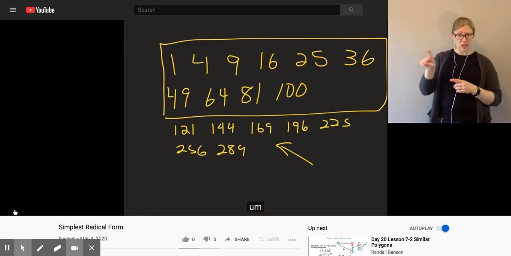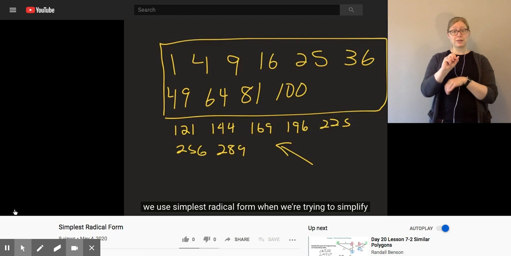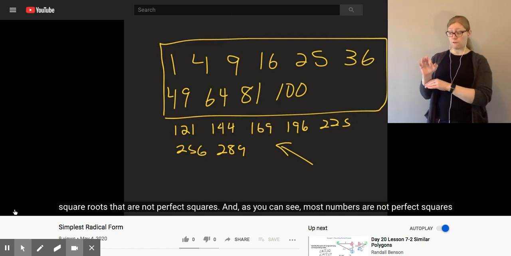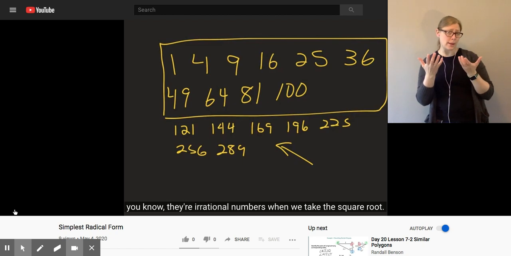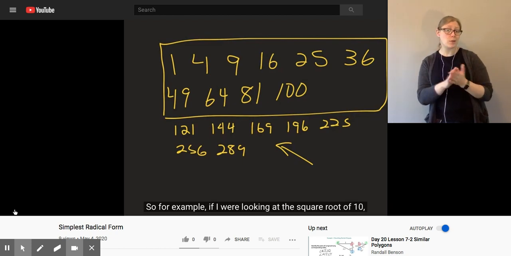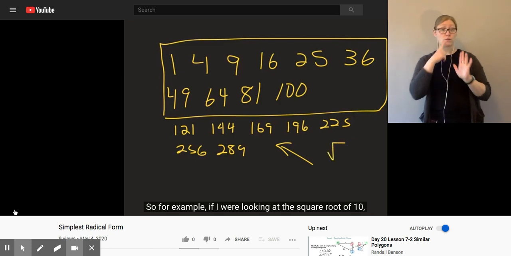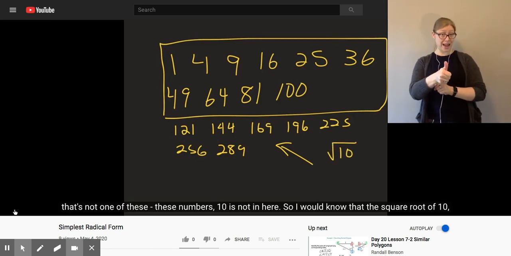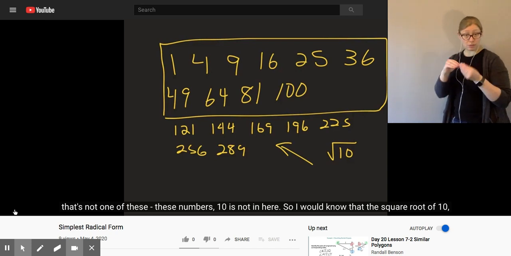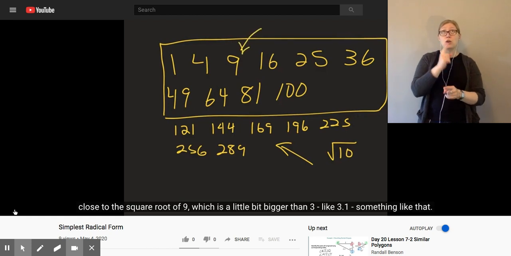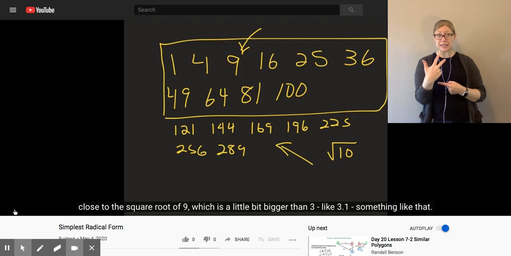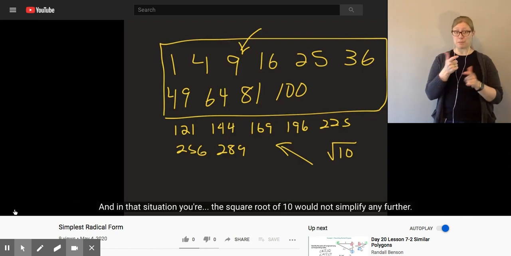Well, because we use simplest radical form when we're trying to simplify square roots that are not perfect squares. And as you can see, most numbers are not perfect squares, and they're irrational numbers when we take the square root. So, for example, if I were looking at the square root of 10, that's not one of these numbers. 10 is not in here. So I would know that the square root of 10, well, that's a little bit bigger than 9. It's going to be close to the square root of 9, which is 3, a little bit bigger than 3, like 3.1, something like that. And in that situation, the square root of 10 would not simplify any further.